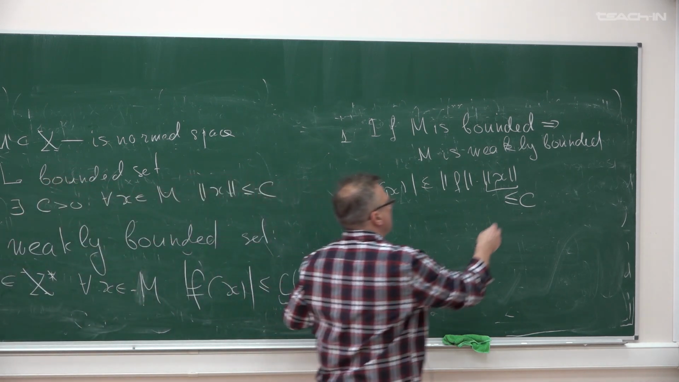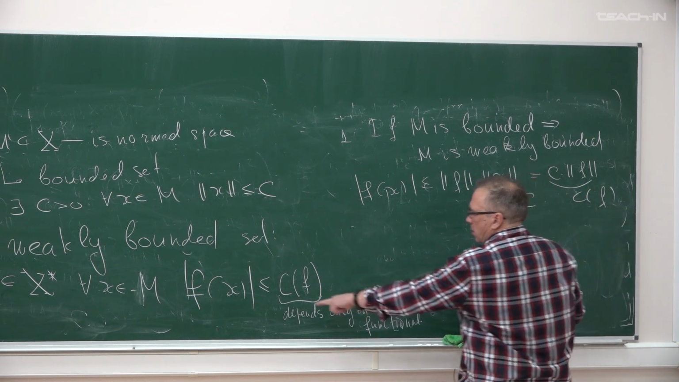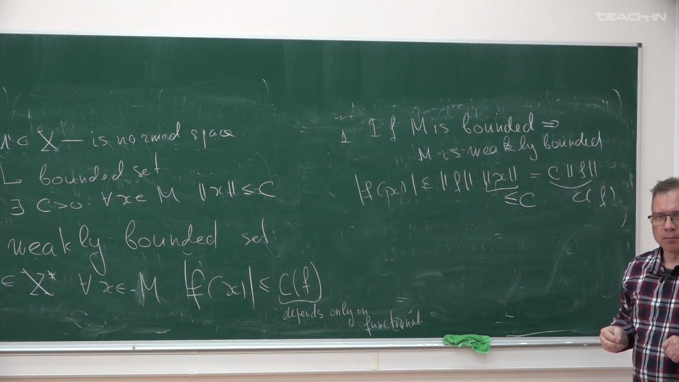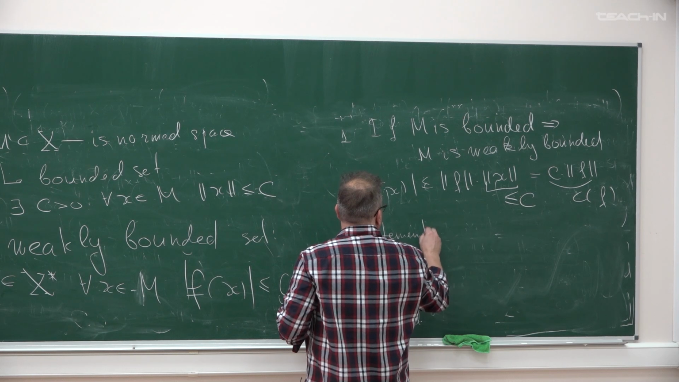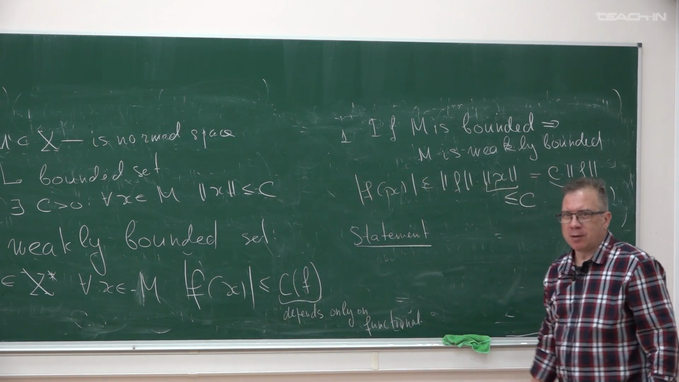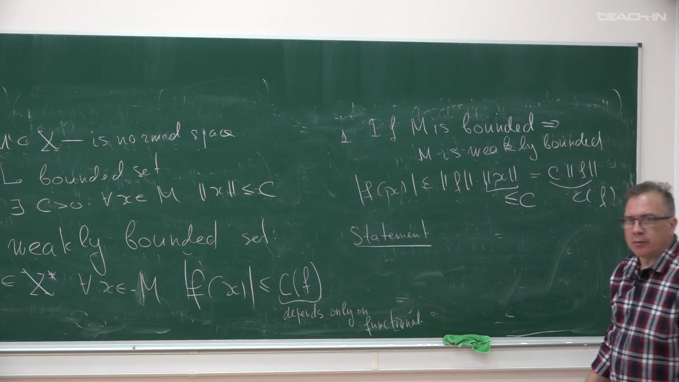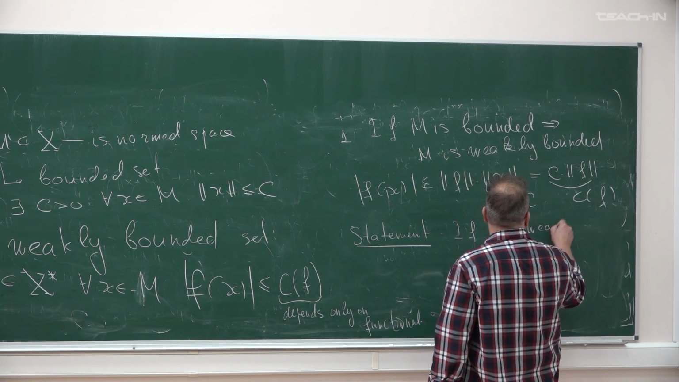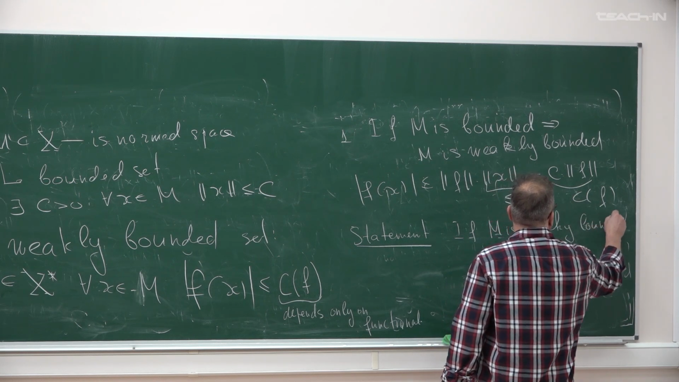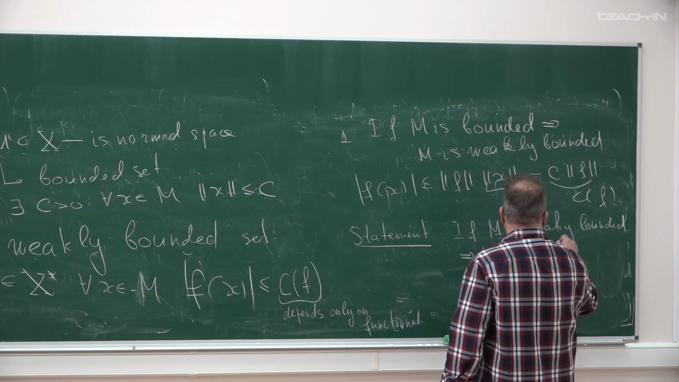So you obtain that it is c multiplied by the norm of the functional. So this is your constant c of f, which depends only on the functional. Yes? And the statement, it is not a theorem, it is some notation, that the inverse implication is also true: if M is weakly bounded, then M is bounded.